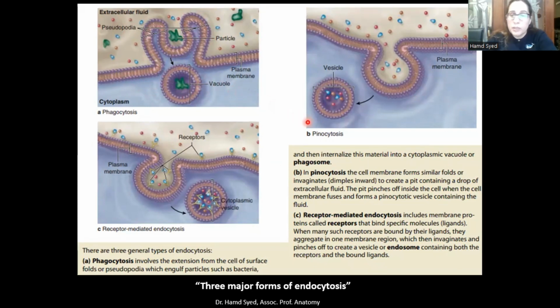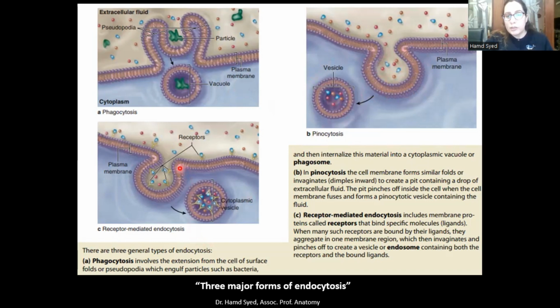Let's look at diagram B, which is pinocytosis. In this case, the plasma membrane invaginates inwards, or you could say pinches inwards to form a tiny vesicle which contains a drop of fluid with certain substances. And this is known as a pinocytotic vesicle. Here you can see in diagram C is endocytosis, that is receptor mediated.